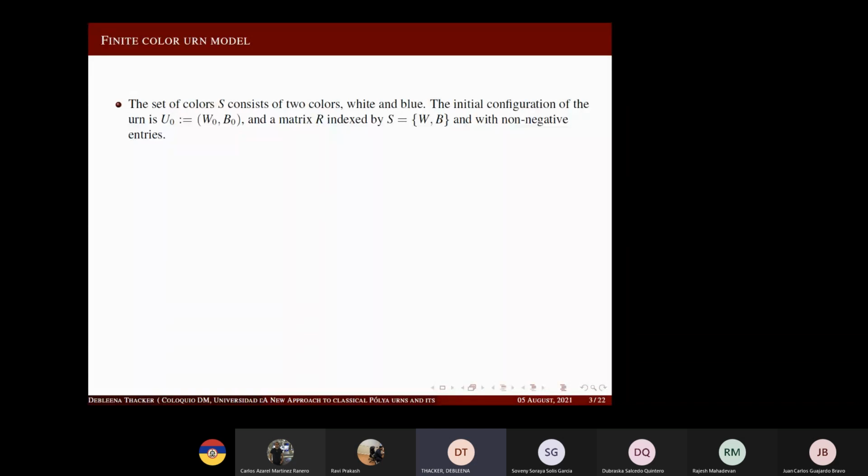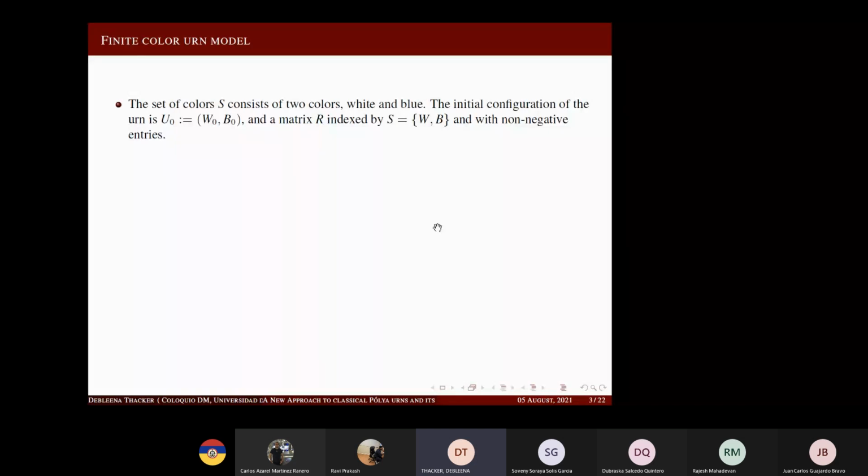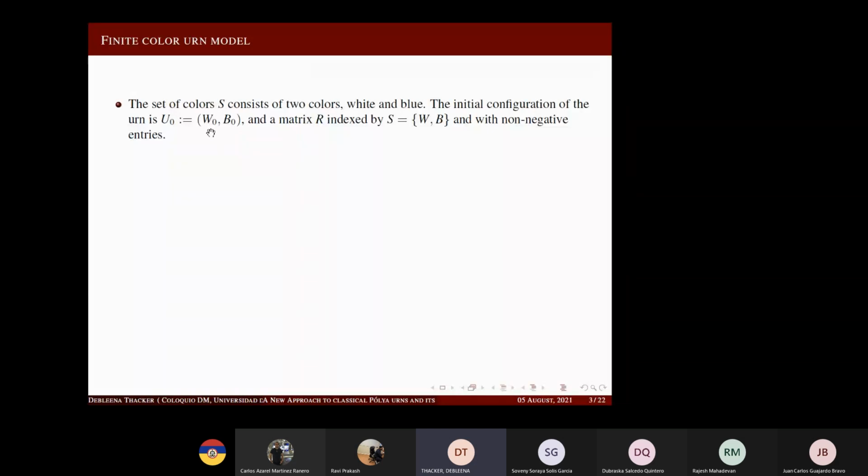And what is the model? Well, let's say that we have a big urn or a big basket in which there are some balls, and they are colored differently. Some of them are colored white and some of them are colored blue. And we are given some initial number of white balls denoted by w_0 and blue balls denoted by b_0, and a matrix R, which is termed a replacement matrix.